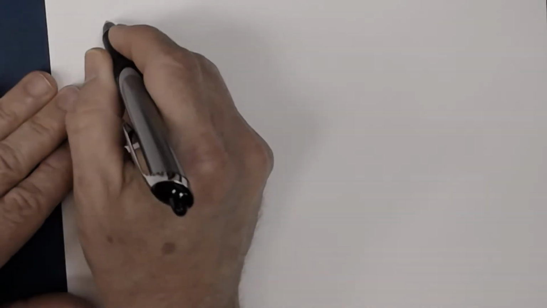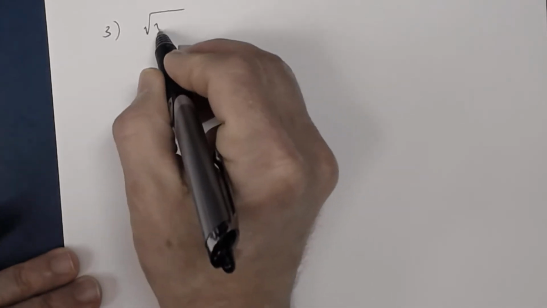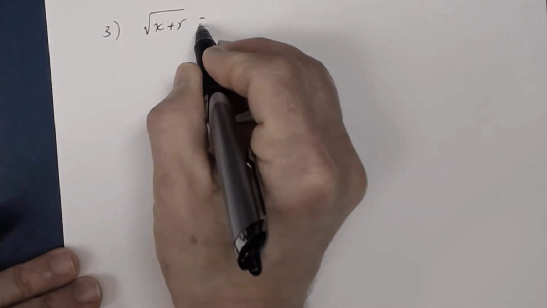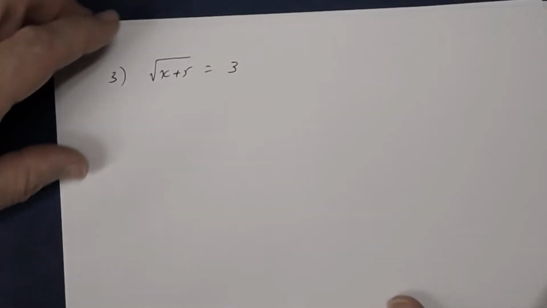And I'll come back to the steps in a little while. Let's look at this example as we go through the steps. Suppose I want to solve this equation: the square root of x plus 5 is equal to 3.